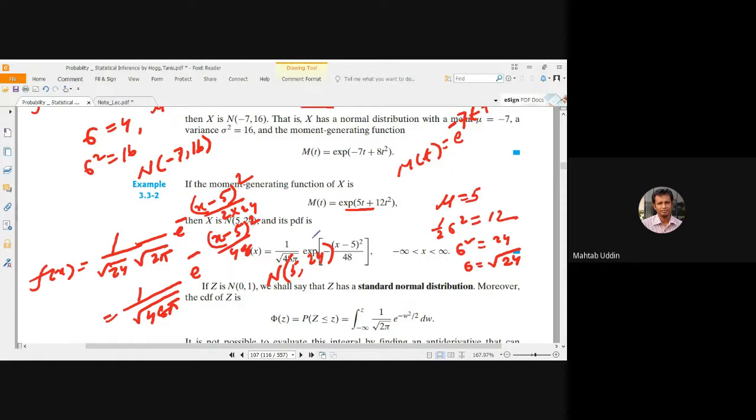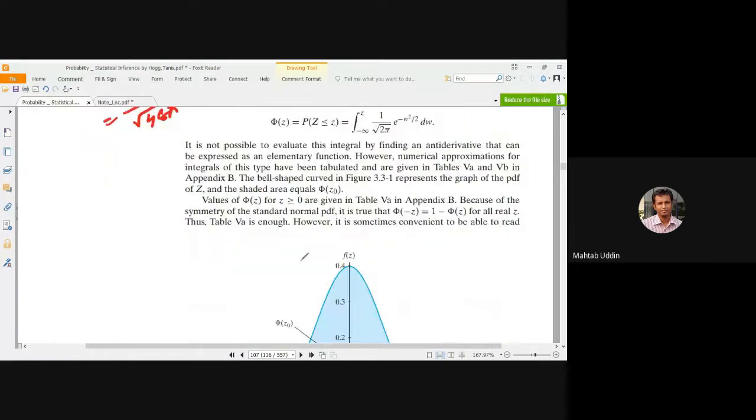But if we can convert them to some indices, then you can compare. Now, what is the index? These indices are called Z. This is called the standard normal variable Z. How can we find Z? We subtract mu and divide by the standard deviation of any distributed variable x, then you get the standard variable. Then you can compare.